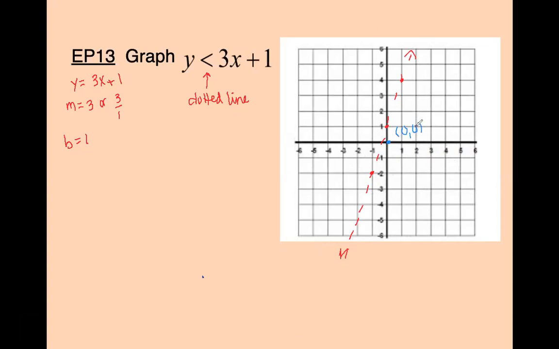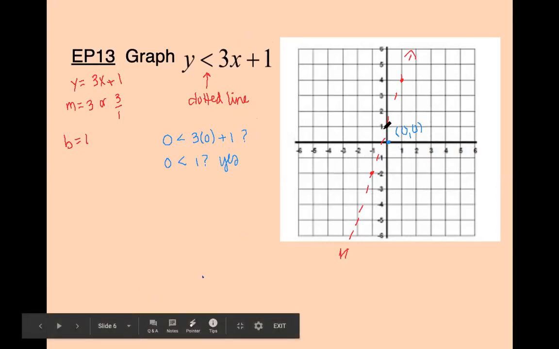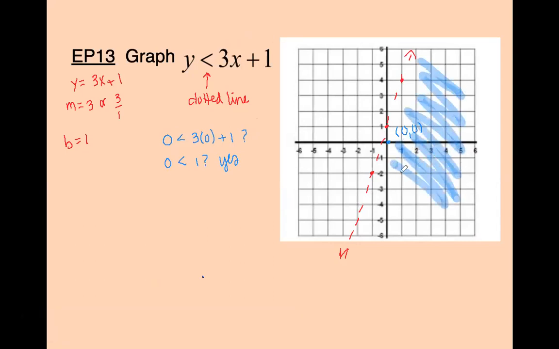So remember, we can test this point in the inequality and see if it's true. So the question is, is 0 less than 3 times 0 plus 1? So I'm going to simplify that. Is 0 less than 3 times 0, which is 0, plus 1 is 1. Is 0 less than 1? Yes. All right, so my solution is this side. So I'm going to grab my fatter pen and I should shade everything to this side. Any point over here is a solution to this inequality.